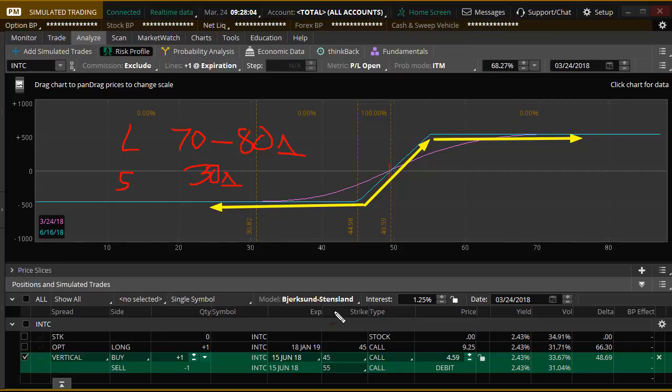Debit spread means, yes, that you are laying out money. It costs you to put this trade on. Okay? Costs you to put these trades on.